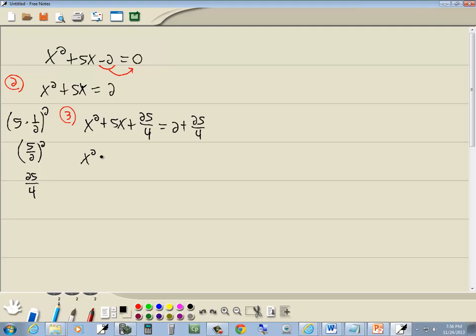So we got x squared plus 5x plus 25 over 4. Now this is a mixed number, so we can take 2 times 4 gives us 8, plus 25.